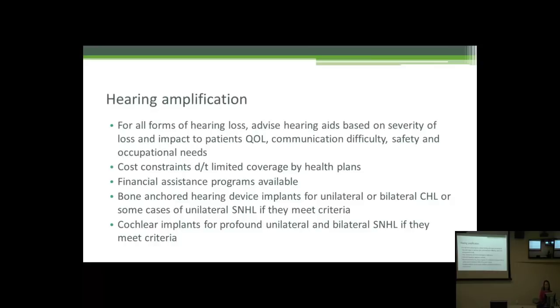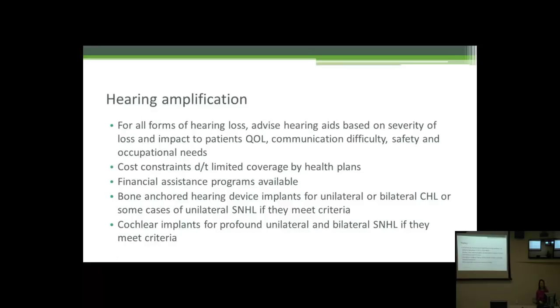Cochlear implantation is for people who have profound hearing loss. Typically, in the past, they were only approved for severe to profound deafness or sensorineural hearing loss bilaterally. Some insurances now will cover it if it's unilateral. So it kind of depends.